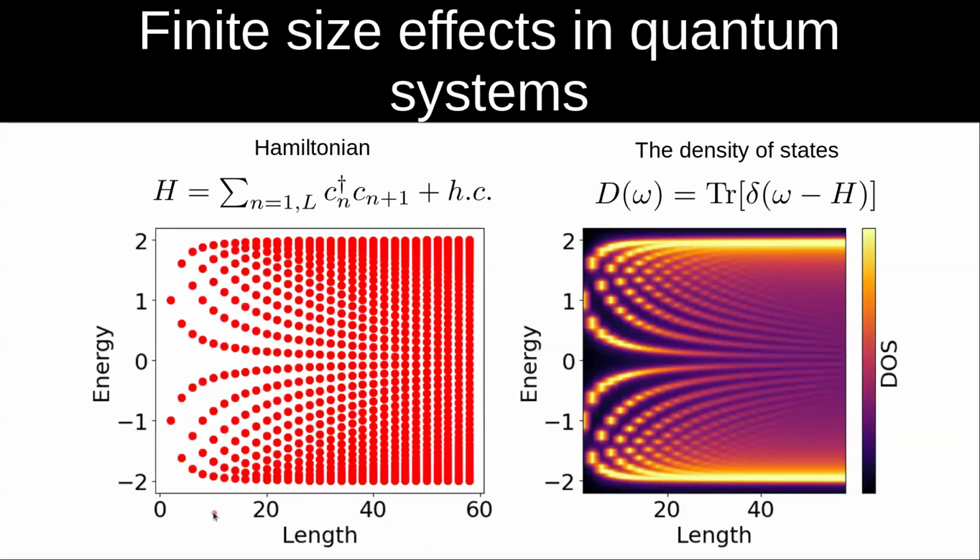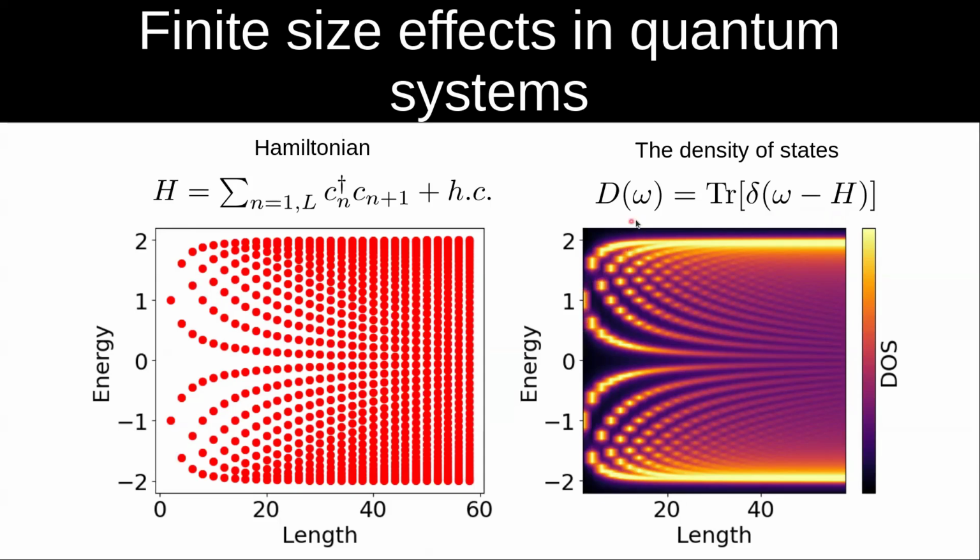A typical way in which we usually look at the eigenvalues of a Hamiltonian, specifically of a single particle Hamiltonian, is by looking at the so-called density of states. So here on the left, you have the eigenvalues of that very same Hamiltonian, and on the right, you have the density of states of that Hamiltonian. The way in which we define the density of states is effectively a delta function of the frequency minus the Hamiltonian. What this actually means is that once your Hamiltonian has an eigenvalue that is exactly at energy omega, then the delta function gives you a non-zero value, and in other cases it gives you zero.